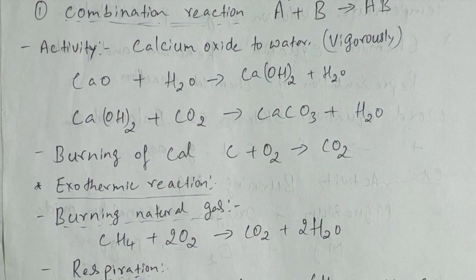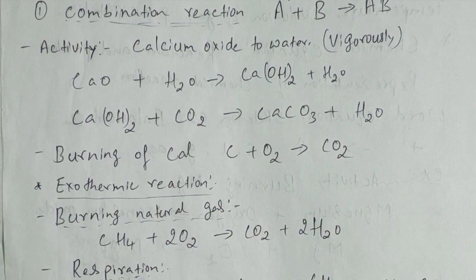If we paint calcium hydroxide on the wall, it will react with the carbon dioxide present in the air and produce calcium carbonate. It will make the wall shine more, and it will also produce some amount of water. So this is the combination reaction.